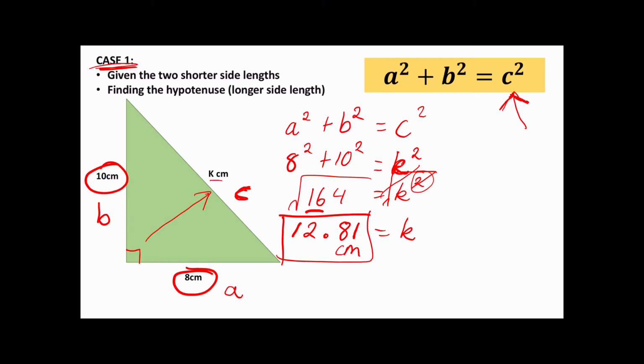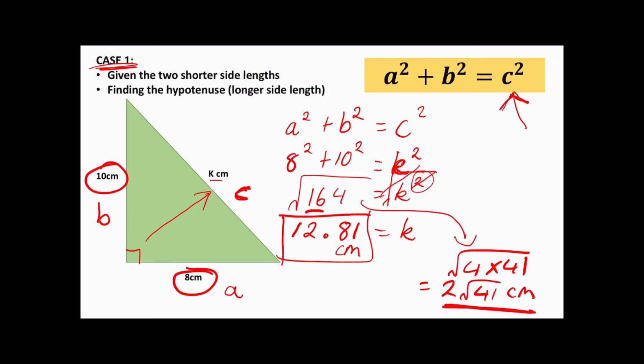or our exact value would be, and this might take a bit of thinking, to find some factors of 164. So 4 might be a factor. Yes, 4 times 41. And that's going to simplify to 2 root 41 centimetres. So this is our exact answer and our approximate answer.